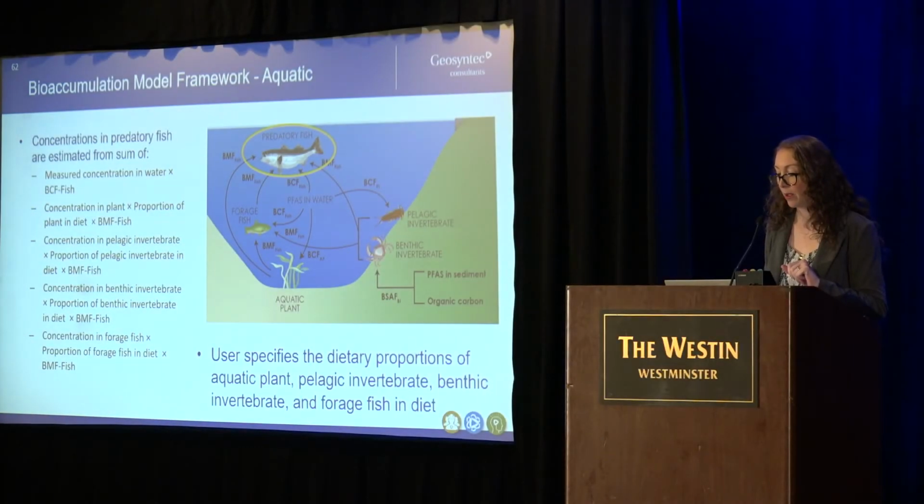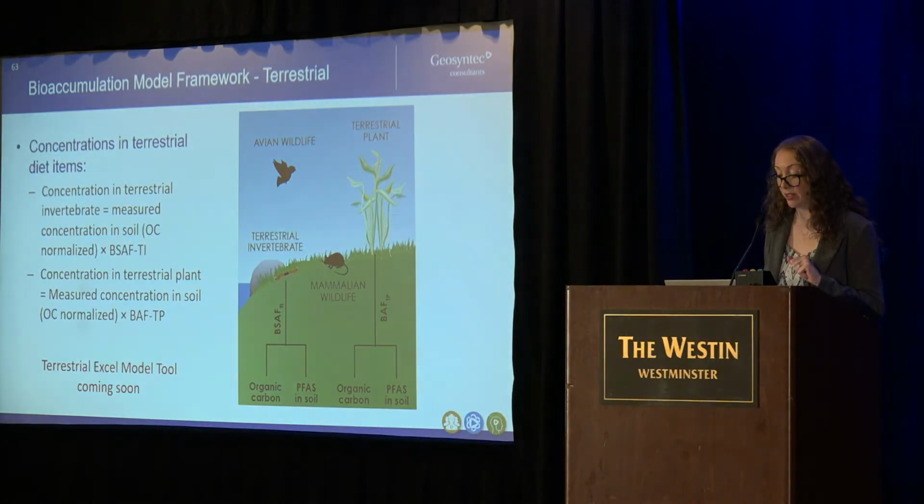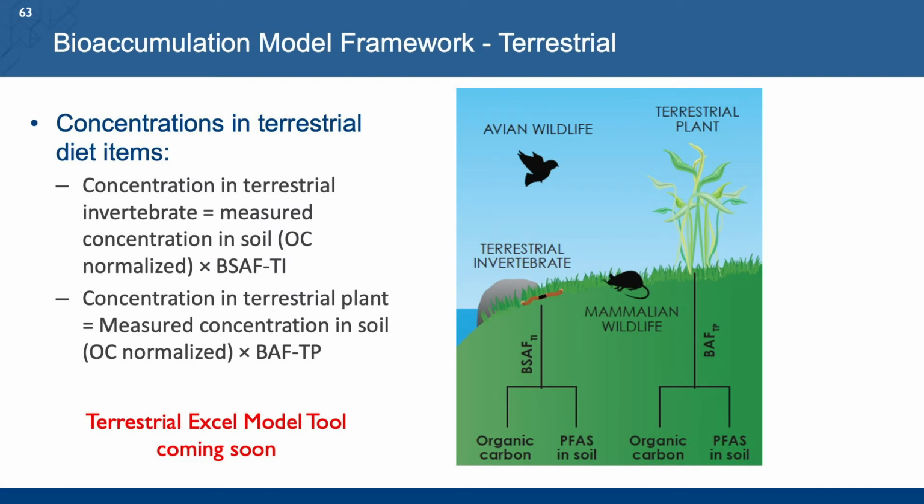And so that sort of takes you through the aquatic component of the bioaccumulation model. The terrestrial side of it is a little bit more simplified at this point. It's really just taking your organic carbon concentrations in soil and multiplying them by the BSAFs for terrestrial invertebrates or the BAFs for plants to get to those concentrations in diet items on the terrestrial component side. And as Kristin mentioned, we're working on an Excel tool for the terrestrial side of this as well, so stay tuned for that. So we have a lot of BMFs and BAFs and BCFs and all those fun things.